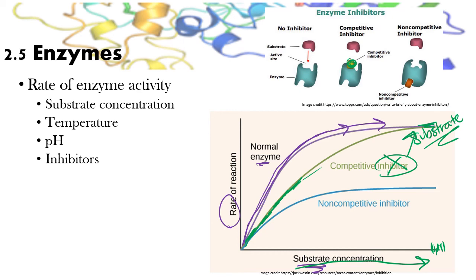Non-competitive inhibitor does not look like that. So we're still going to have that reduced rate to get started with, and then we're going to level off at a lower plateau because it doesn't matter if I have a bunch of substrate floating around. If I have changed that active site, there's no way that a lot of substrate can make a difference.